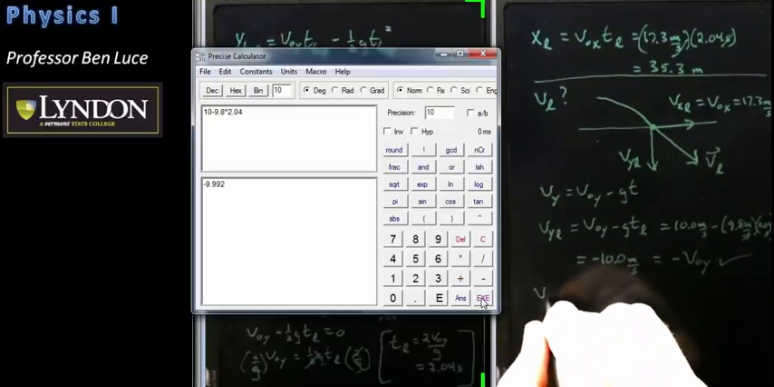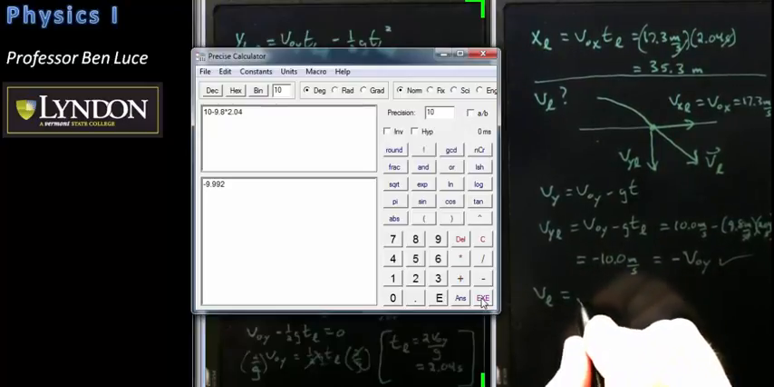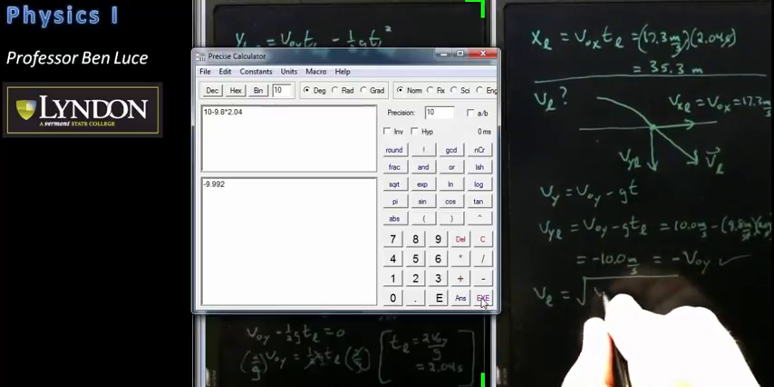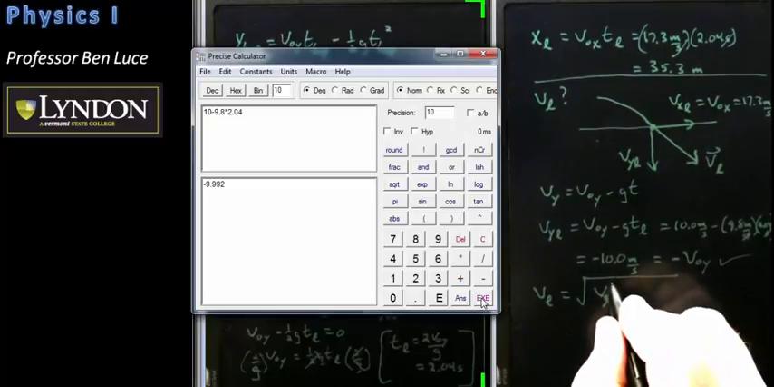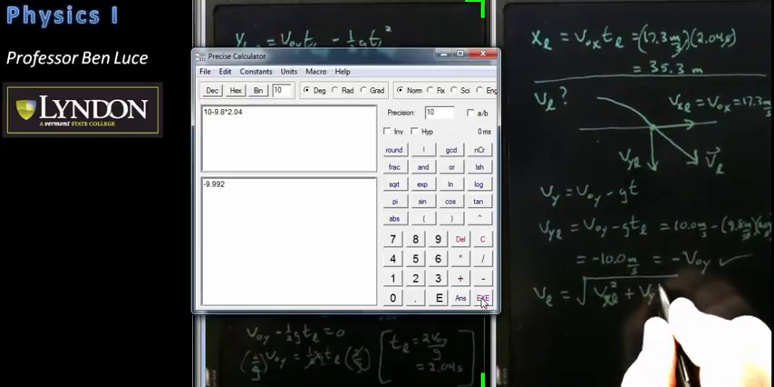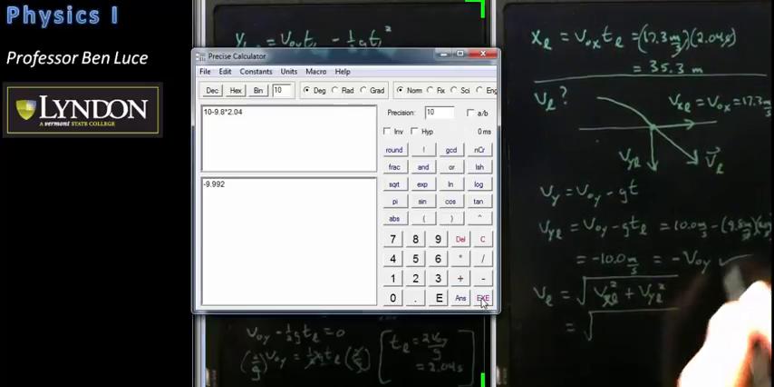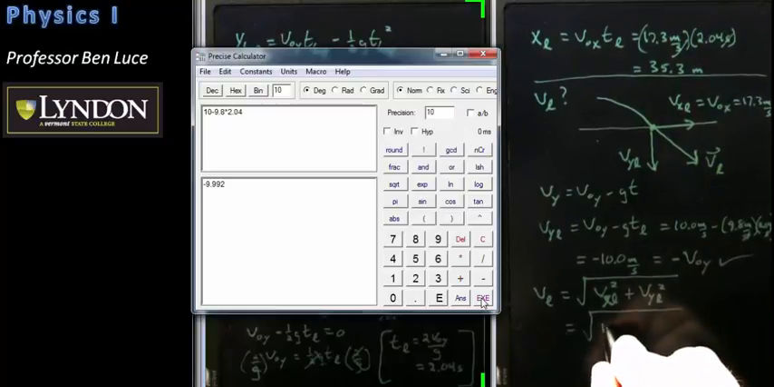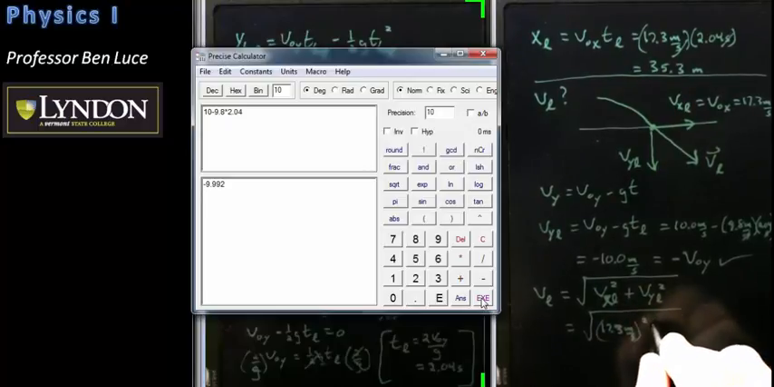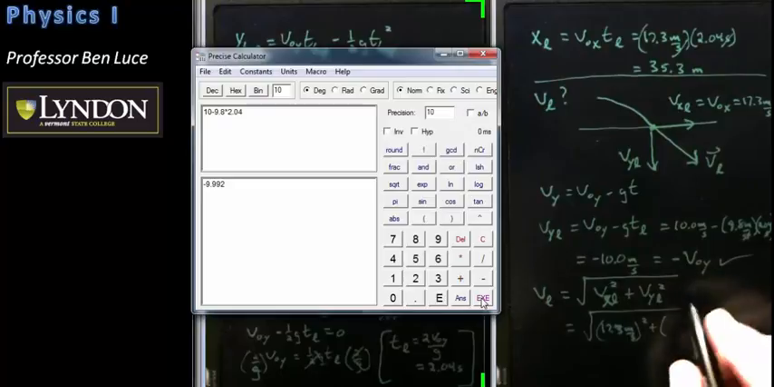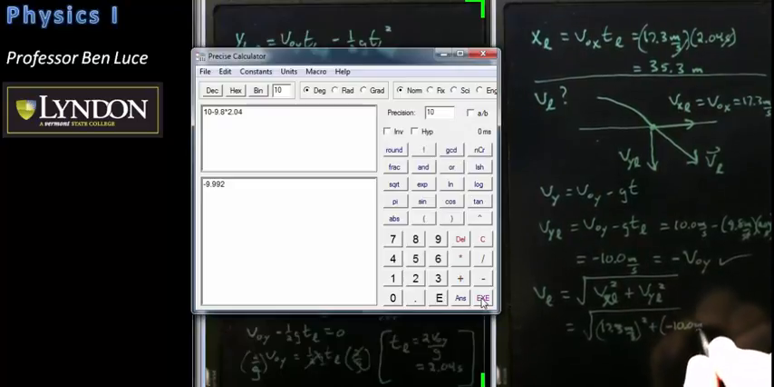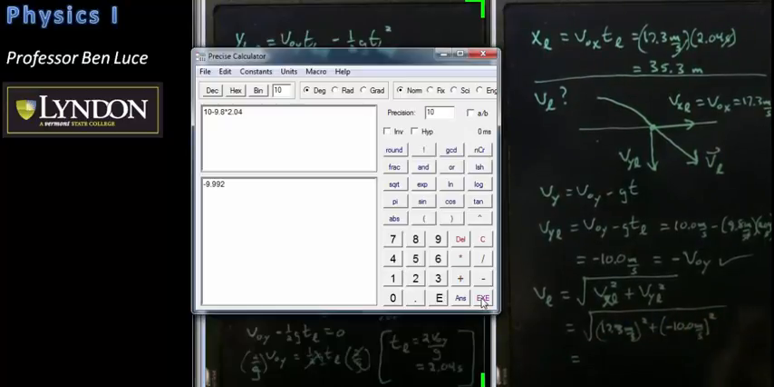So it does equal minus V naught Y, as we might expect. Okay, now we can compute the final speed. By the Pythagorean theorem, that's given by VXL squared plus VYL squared. VXL was 17.3 meters per second, and VYL is what we've just computed. It's a minus 10 meters per second, but it gets squared. So the squaring will remove the sign.